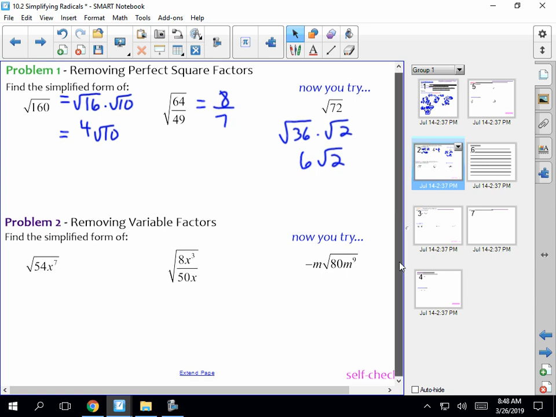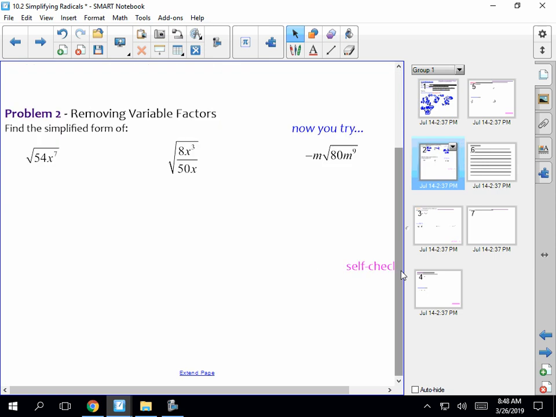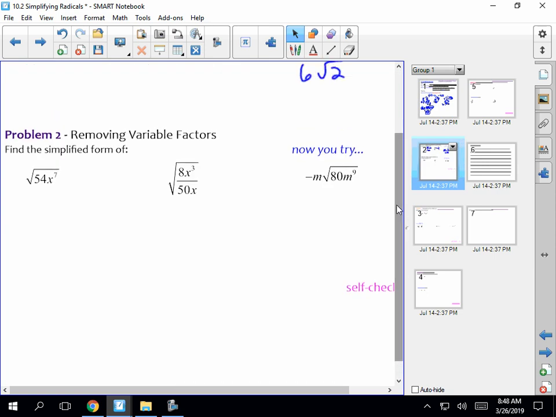All right, we're going to talk a little bit about removing variables a little bit more. 54x to the 7th. Can you think of the biggest perfect square that goes into 54? 4 doesn't, right? 4 doesn't go into it. Does 9 go into 54? Yeah. What about 16? Will 16 go into 54? 25? No. 36? No. And then I can stop at 36, because 36 is already more than halfway to 54. So 9 is the biggest one.